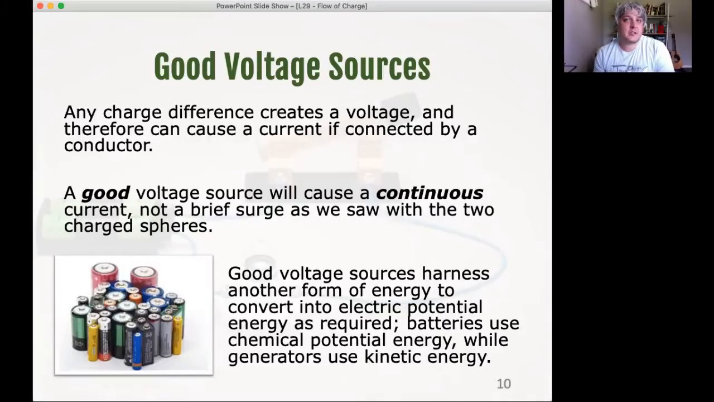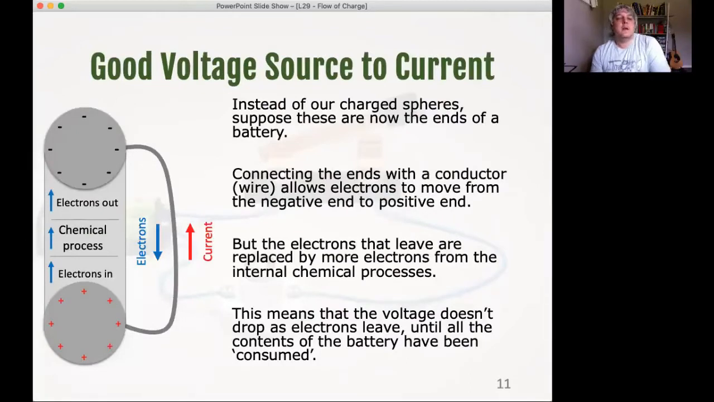Generators use kinetic energy. So with generators, you might have a water wheel in a river, or you may have something that's being powered by a petrol engine, and whatever it uses, it causes kinetic motion, right? Kinetic is just motion, kinetic energy, motion energy. So something is moving, and then it uses that kinetic energy to convert into electric potential energy and cause a voltage. So that's what generators do. So there's different ways you can get a good voltage source. We're going to talk about batteries a bit more.